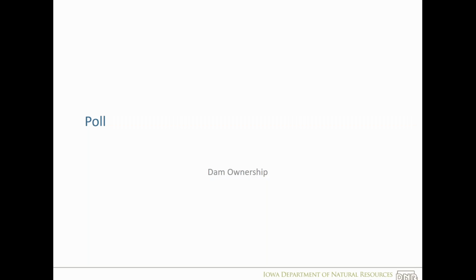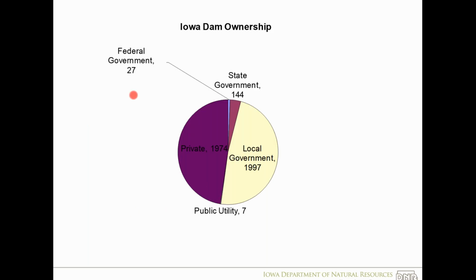So I'm going to hide that and go back to our slideshow here. And here's our pie chart. So actually about half of our dams in Iowa are completely privately owned. So no government involvement whatsoever. And then the other half of our dams are actually under city or local government.